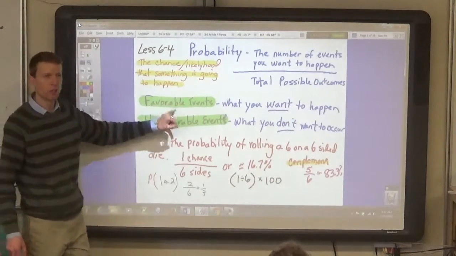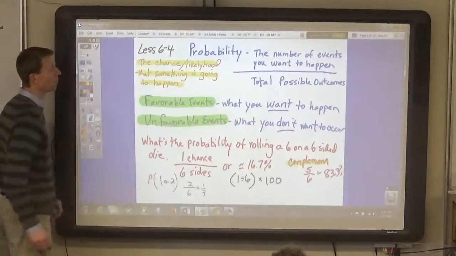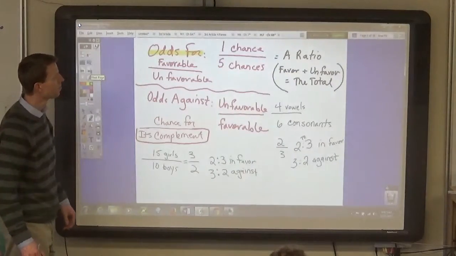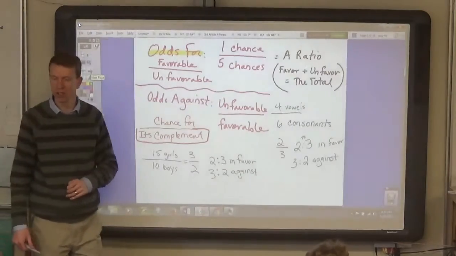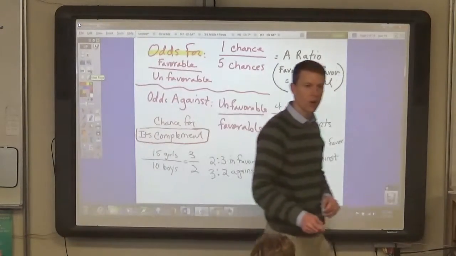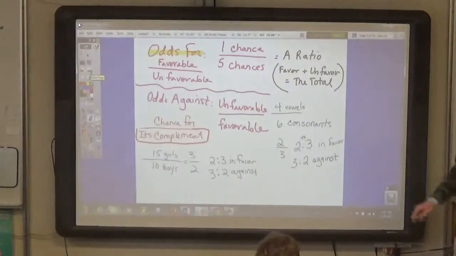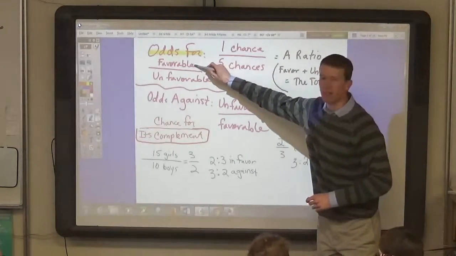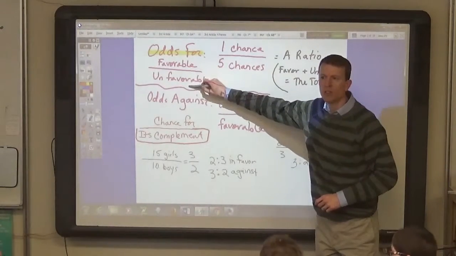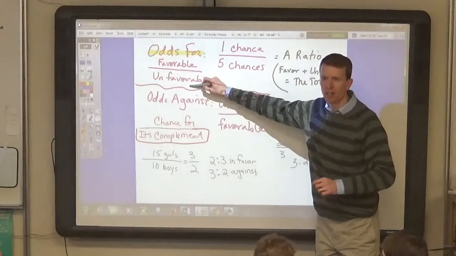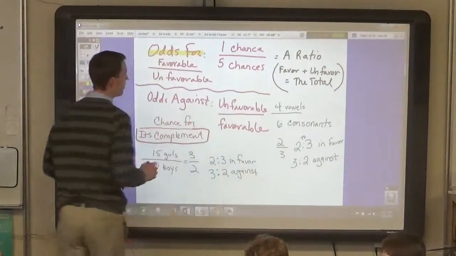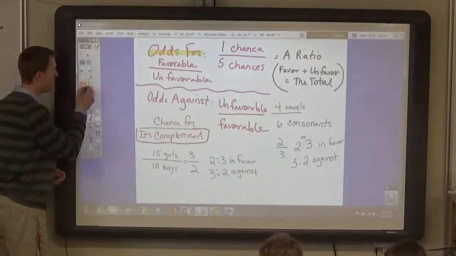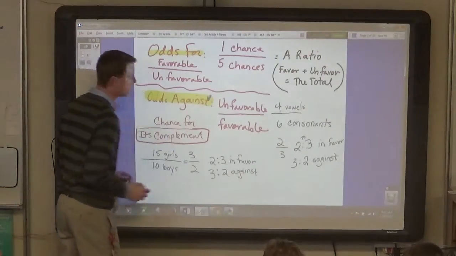This relates to the next concept that you need to know, and that is writing a ratio. Rather than writing the total, writing a ratio of what you want to happen over what you don't want to happen. We have to write that. Okay, yes. Yep. Odds for, it's called, and odds against.